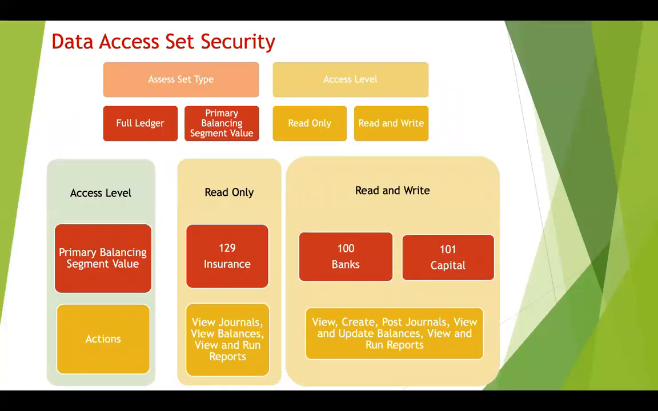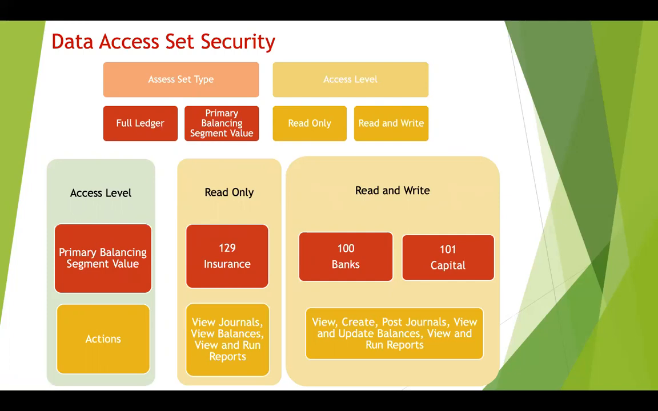Then we go into data access set security. If you see this slide, there are different access set types and access levels. Like I mentioned, the Bangalore BU data should be viewable by the primary balancing segment value assigned to that data access set. We can assign the data access set at the business unit level, and also we can assign it to the full ledger. When we assign it to the full ledger, all users attached to that ledger can access it.